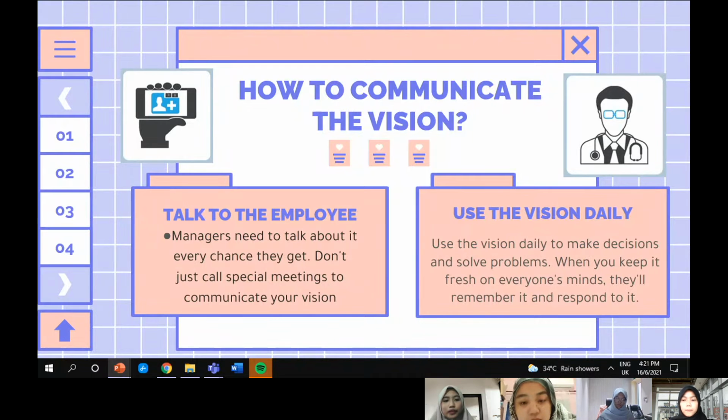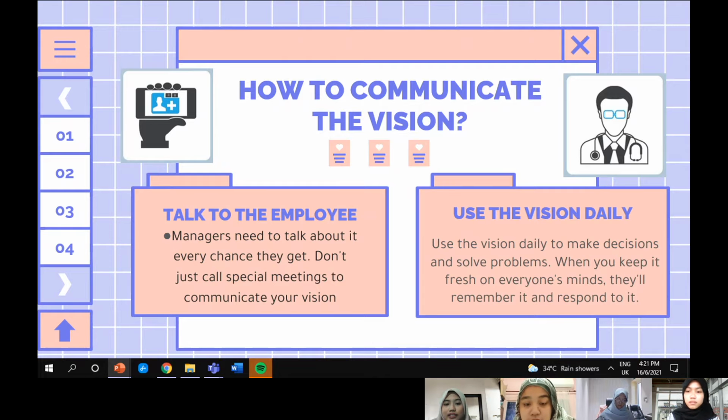So the first way we can do is talk to the employees about the vision. The upper management needs to talk about it every chance they get. They need to hold a special meeting to communicate the vision, and talk about it very often in conversation so they always remember to implement the use of the new electronic system. The second way is they need to use the vision daily, because when we use this vision daily while implementing the electronic system, we can keep it fresh in everyone's minds and remember the importance of the new technology itself.